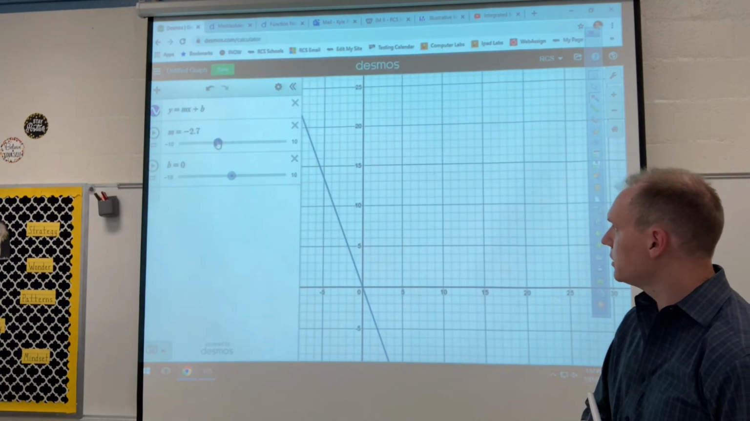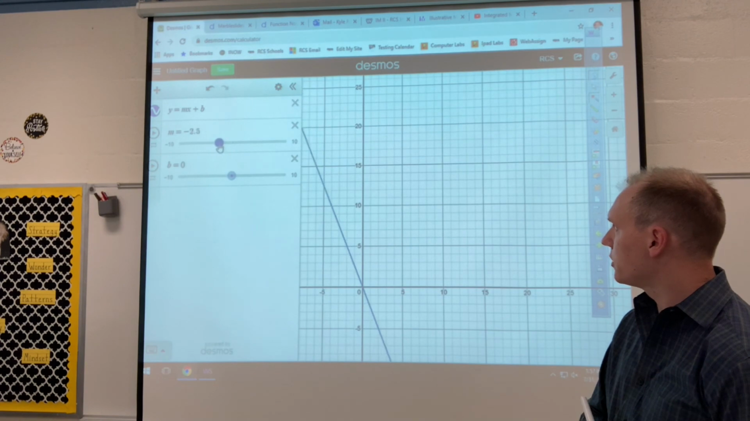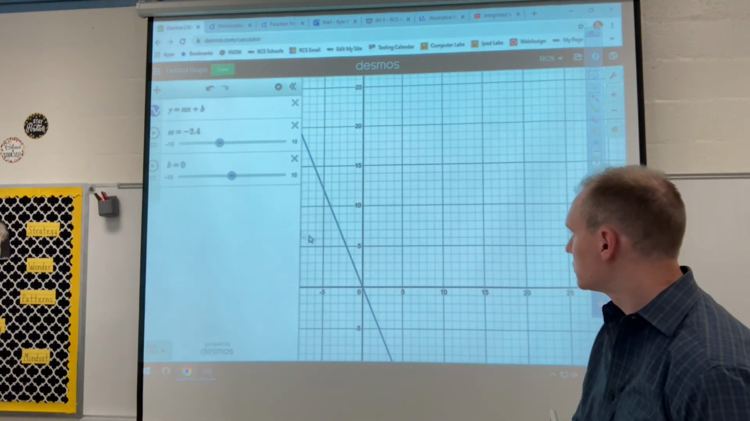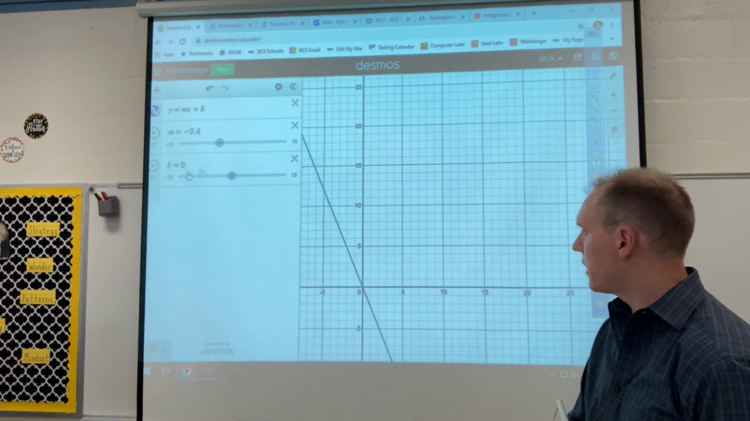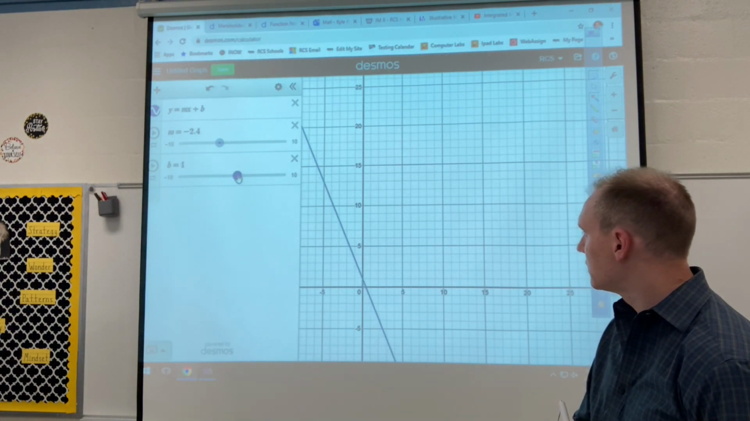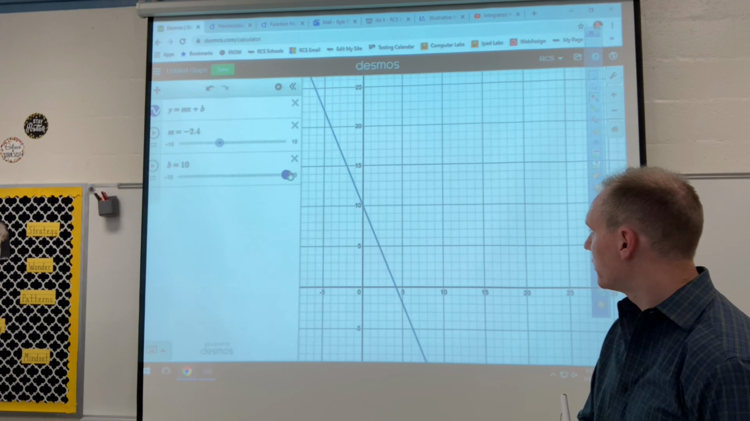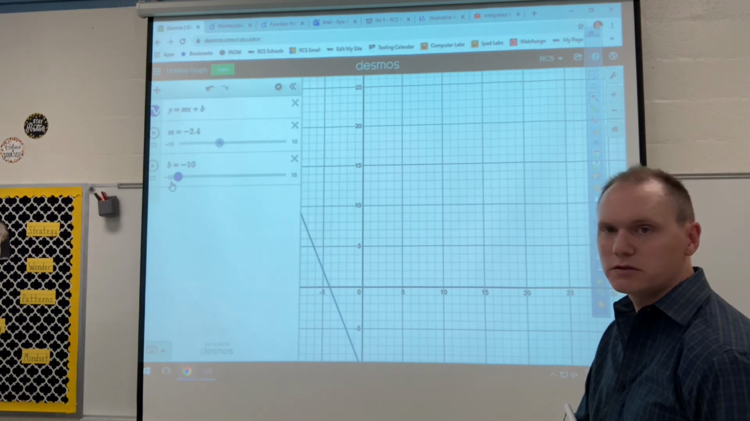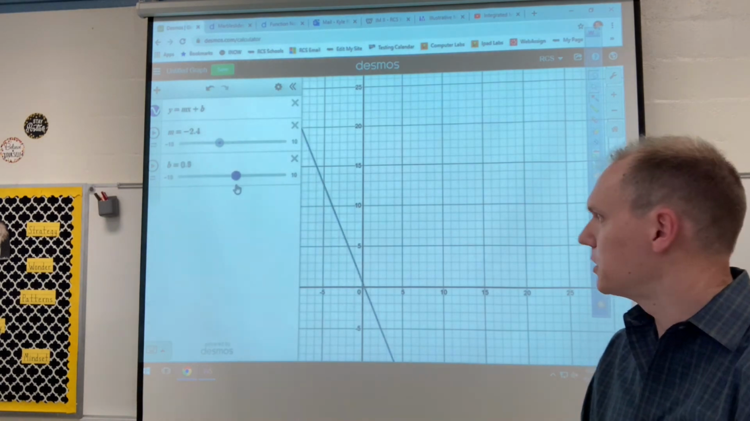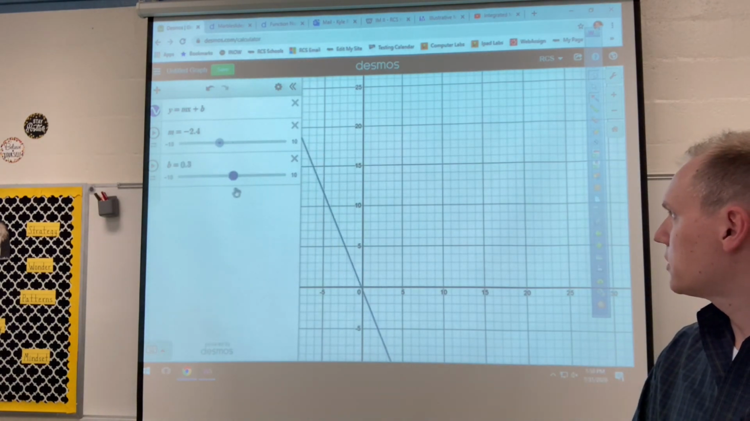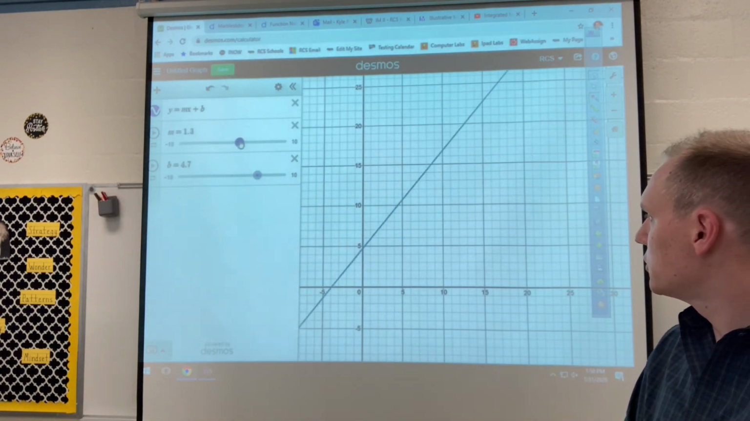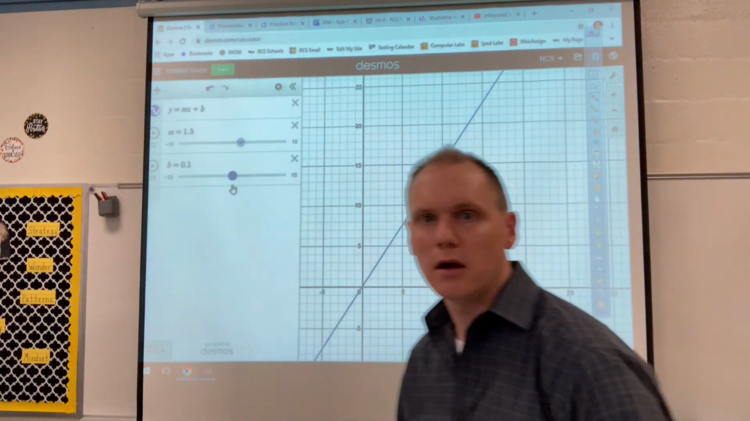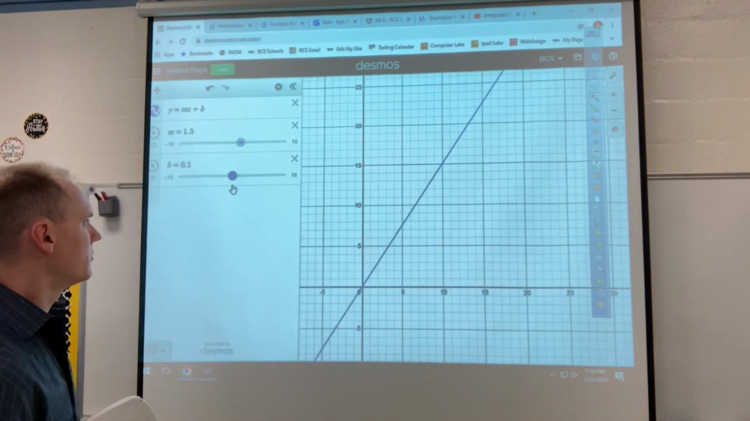Okay, so now I'm going to leave the slope alone, and I'm going to just change the y-intercept. So it is the b value. As I increase that, that's all that's happening, the y-intercept is changing as I change b. So you can make any linear function you want just by changing these two parameters in this Desmos activity.